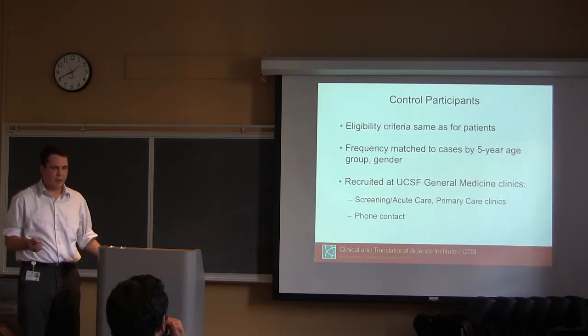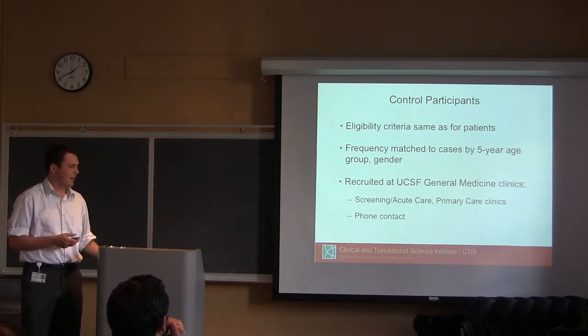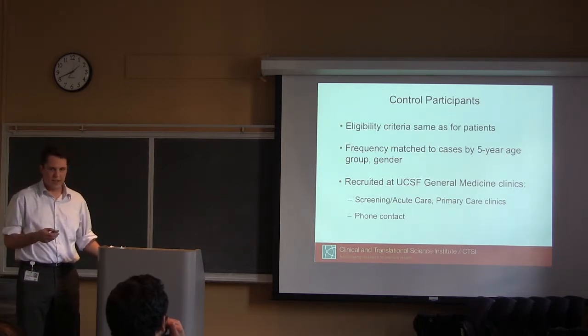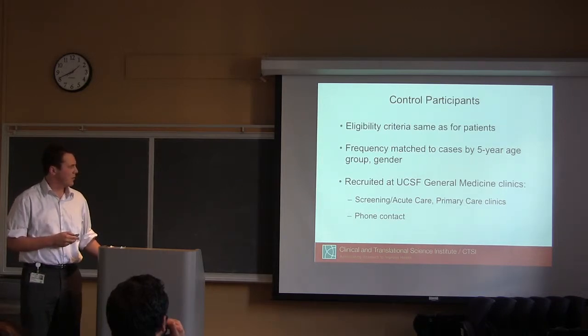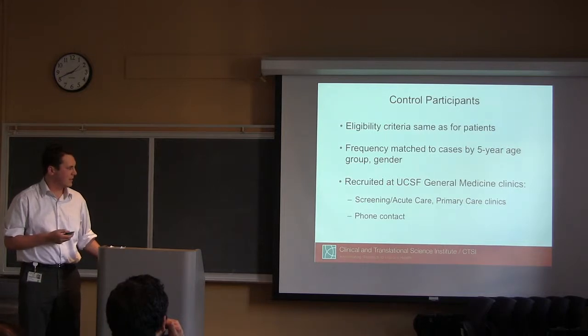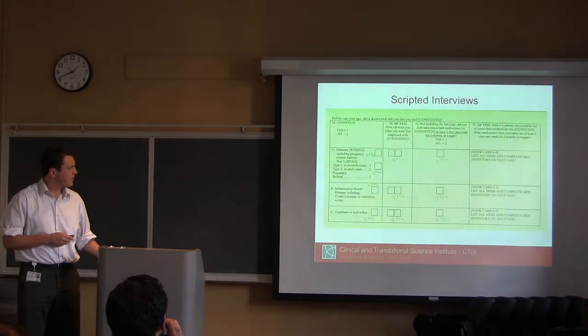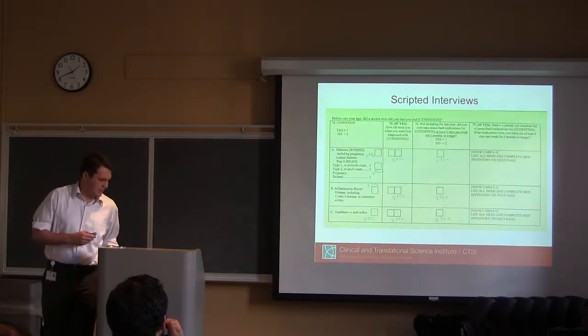Control participants were frequency matched to cases in 5-year age groups and by gender, for a final ratio of about 1.6 to 1 controls to cases. They were recruited at UCSF general medicine clinics, so it's screened in acute care across the street, primary care general medicine clinics down in Mount Zion. And some that weren't caught in the waiting room after their visits or before their visits were caught by phone afterwards.